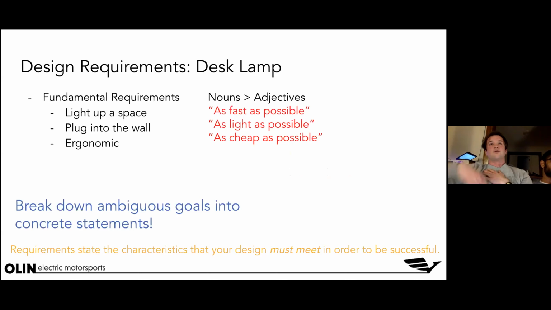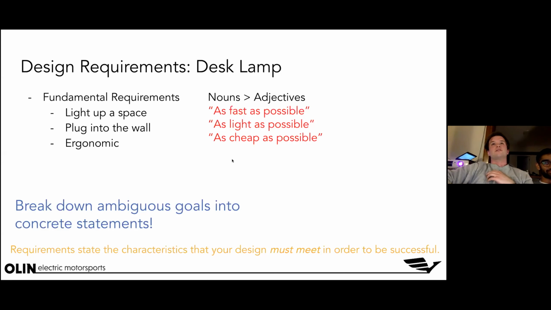So I took the liberty of doing that for this desk lamp. Essentially what it needs to be able to do is light up space, plug into the wall, and be ergonomic in some sense, so that a person can interact with it, they know how to turn it on, pick it up, move it, whatever. These are also not great requirements because if you look over here, you can see. I know. Thank you. Sorry, I was pointing with my finger on the shadow of the projector for those of you that aren't in this room.